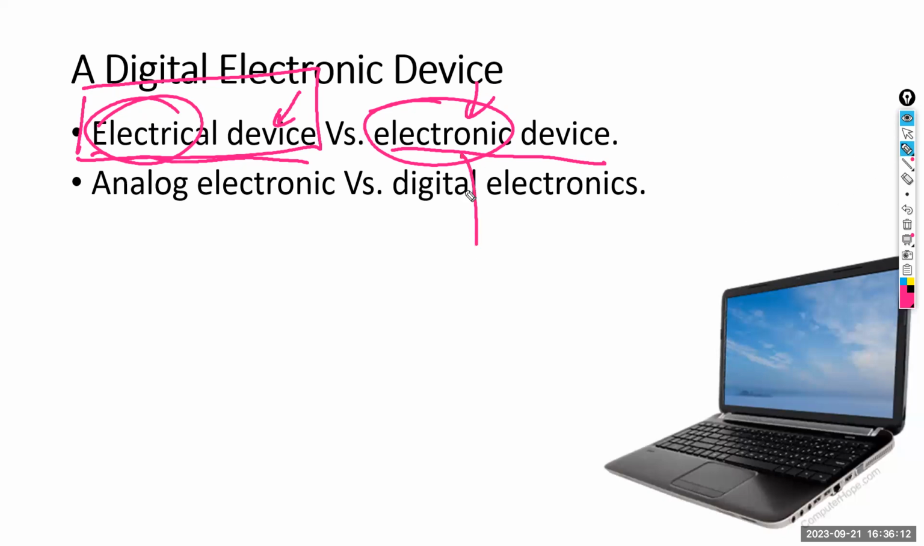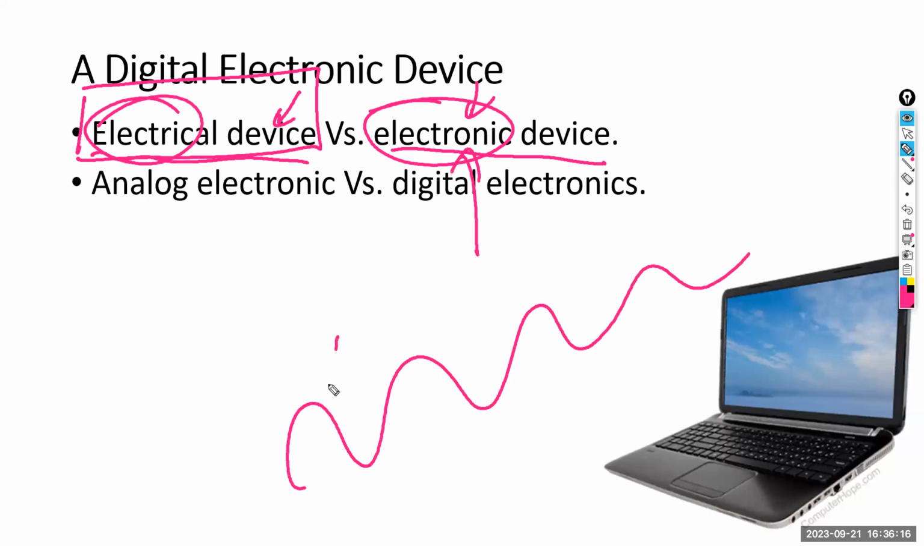But when it comes to electronic devices, what does it do? Electronic devices either generate signals. Now we have the word signals here. In electricity, we don't care about signals. Of course, the AC electricity is a signal, but we don't play with signals. But electronic devices either generate signals or process signals.